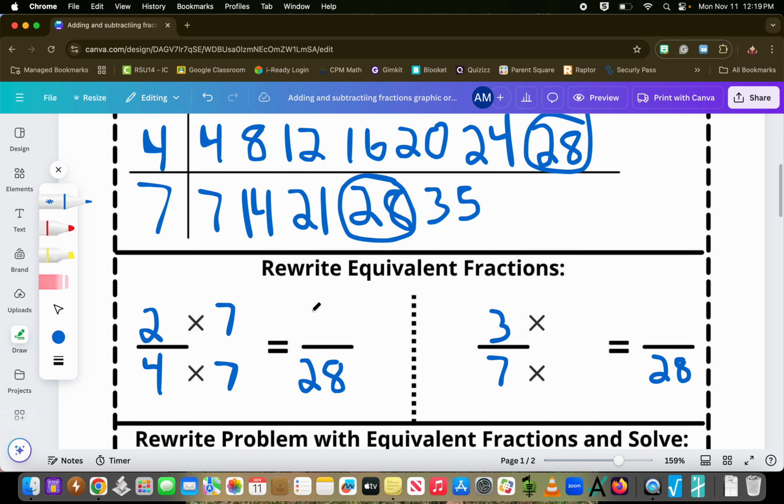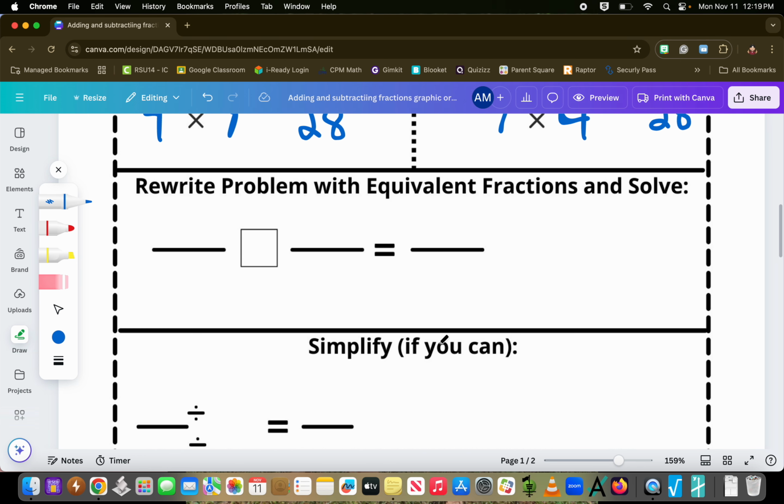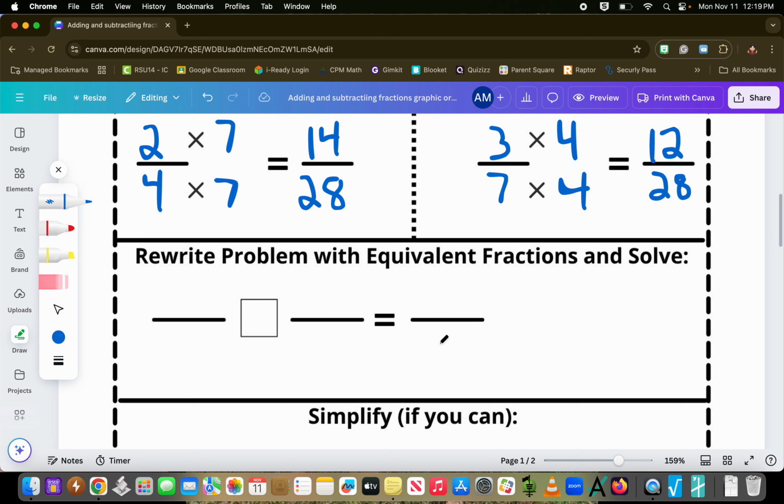So I know 2 times 7 now is 14. If I go over here, 7 times some number is 28. And if I look up top, 7 times 1, 2, 3, 4. So 7 times 4 is 28. And whatever I do to the bottom, I have to do to the top. So now I've got 3 times 4, which is 12. Now I've got two fractions, both with a common denominator. And now I can go back down here and rewrite and solve.